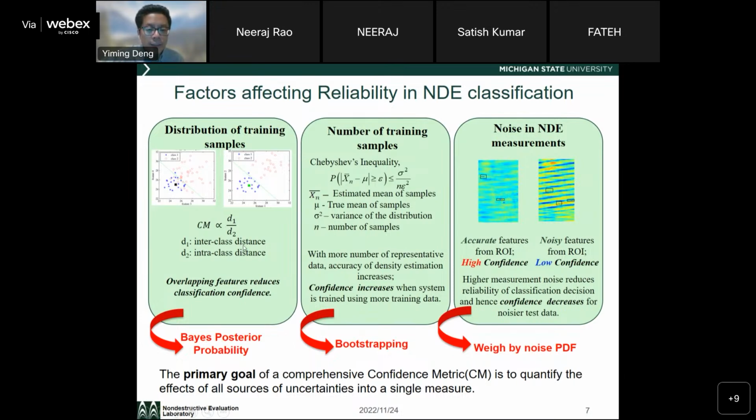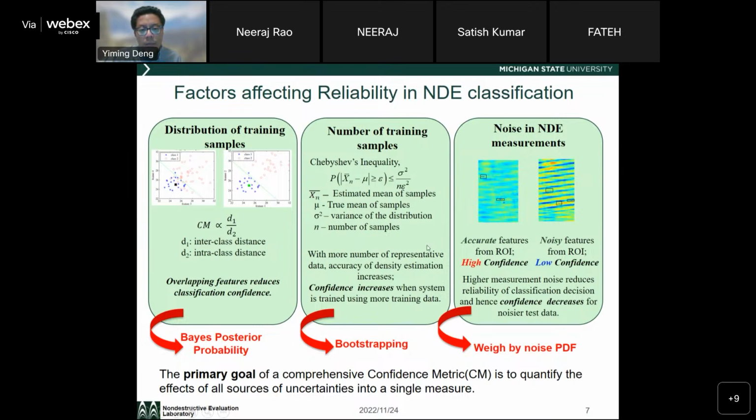We define those interclass distance and intraclass distance as D1 and D2, and we can easily tell that my confidence metric, the quantitative measure, is proportional to D1 over D2. In other words, if I have a larger D1 and a smaller D2, then I am more confident in my final classification. And overlapping features in the feature space, as you've seen from the left one, will reduce the classification confidence. How can we deal with this problem? We'll talk about using the Bayesian posterior probability approach.